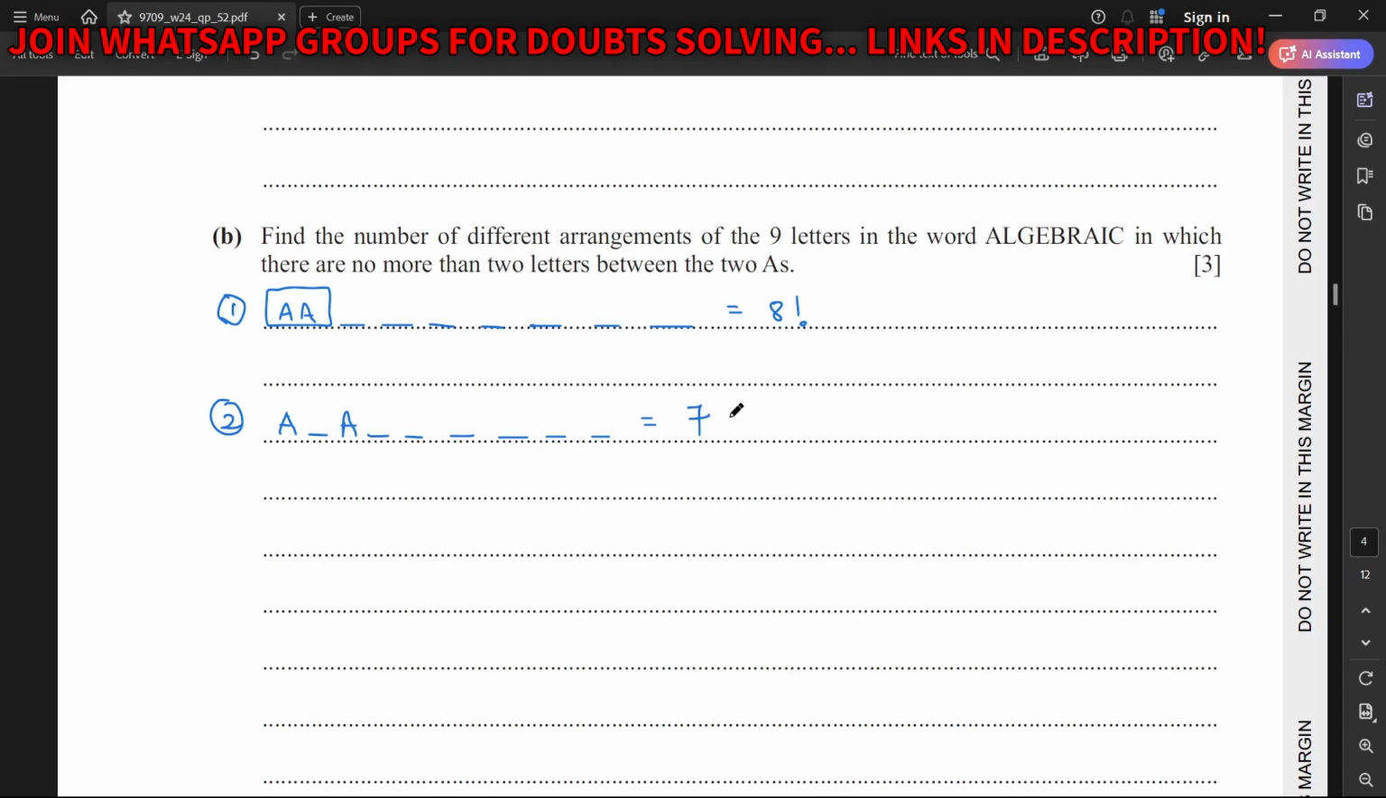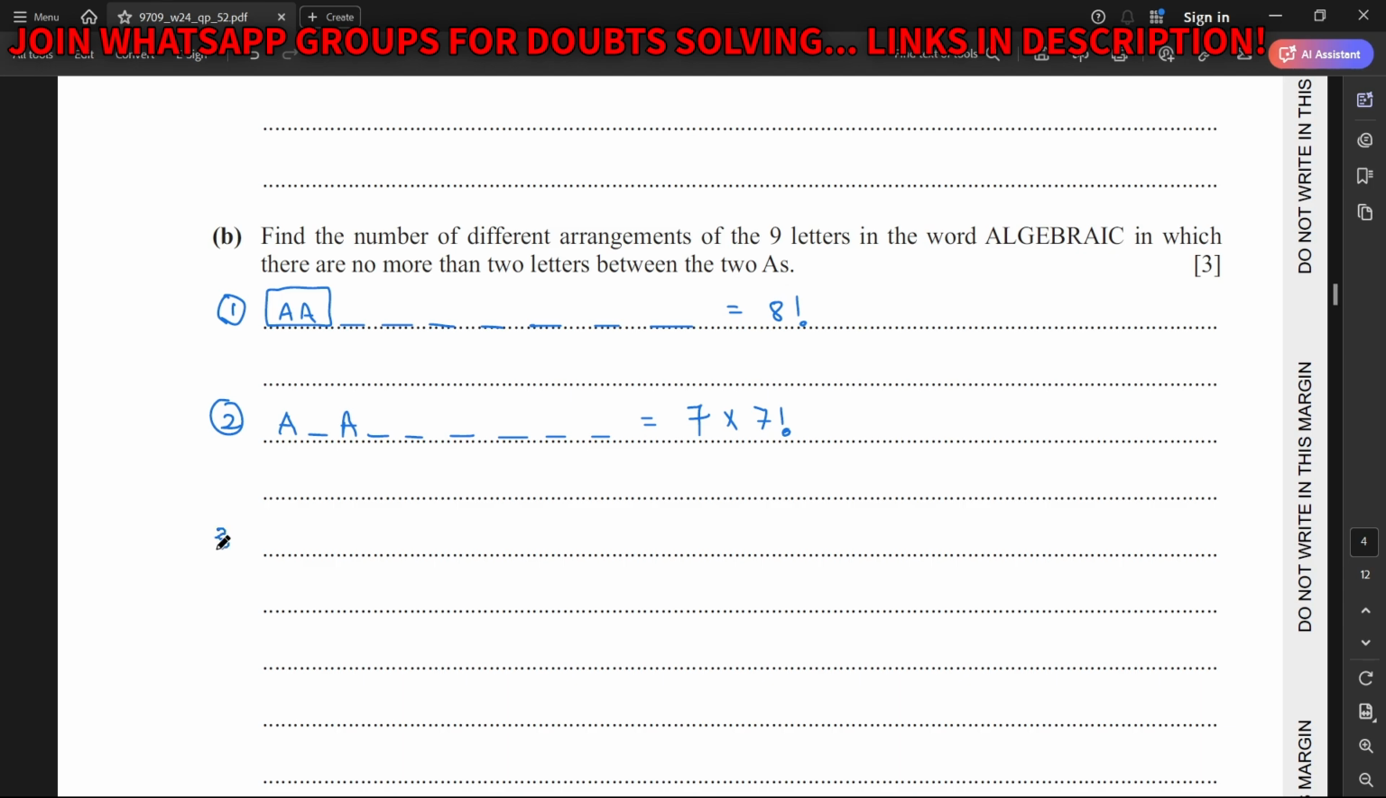So 7 for that. And then, apart from A, there are 1, 2, 3, 4, 5, 6, 7 different letters that I'll need to arrange. That can be done in 7 factorial ways, and none of the letters are repeated, so I don't need to divide this by anything.